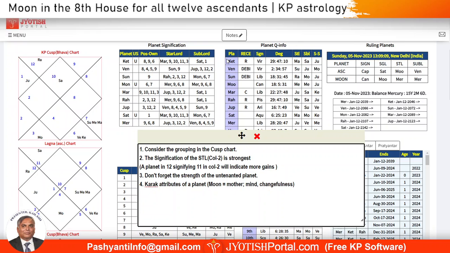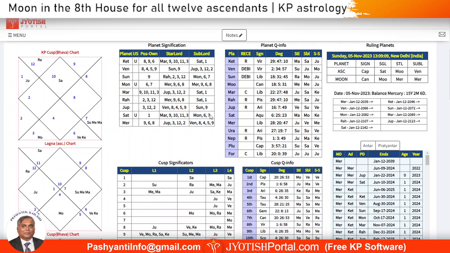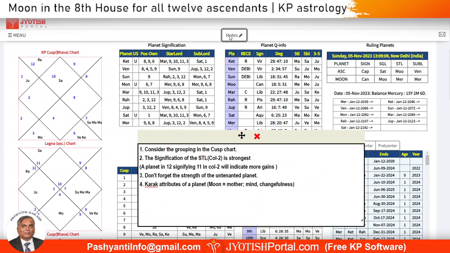Second, in the grouping, column 1 is the planet's lordship and position, and column 2 is the star lord. In the grouping, all these numbers are going to appear, but many of you might already know that the star lord column is the strongest in the Krishnamurti Paddhati.